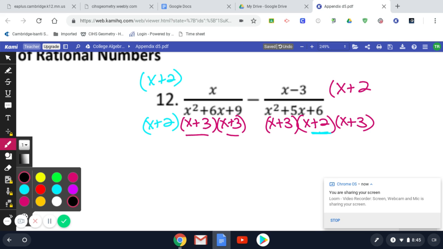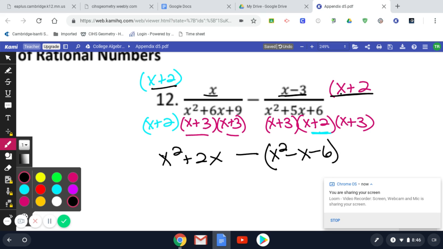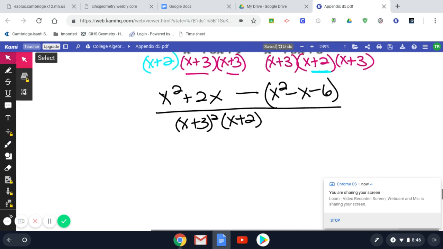So I'm going to go ahead and distribute. I'm going to take x plus 2 times x, which gives me x squared plus 2x, minus, and then I'm going to multiply these two things together. So I have x squared minus 3x plus 2x is minus x, minus 6, all over (x plus 3) squared times (x plus 2).